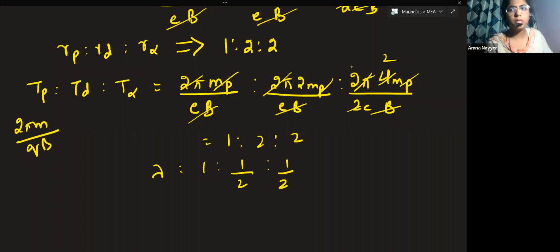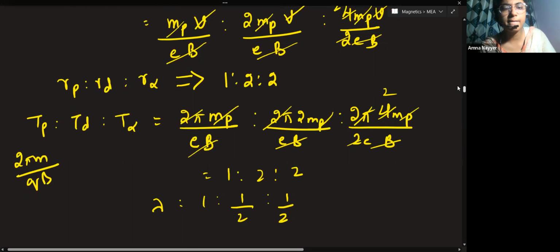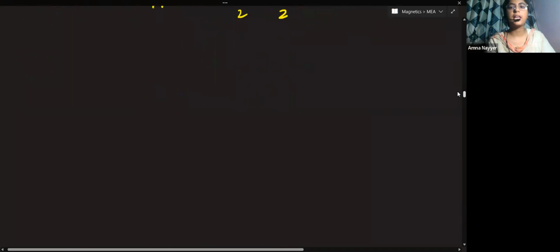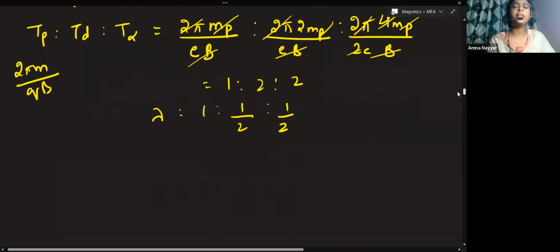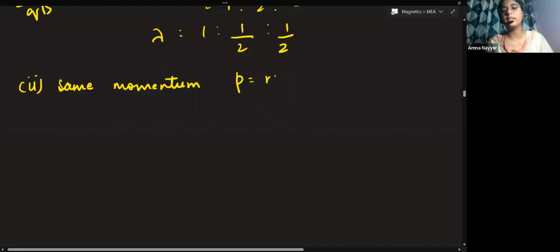Second part was what? Momentum. Same momentum. So see, momentum's formula. Can anyone tell what's the formula of momentum? You people have not studied it in your class 11th. Momentum is mass into velocity. That's the formula of momentum.